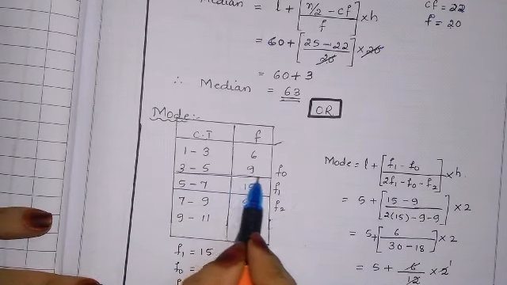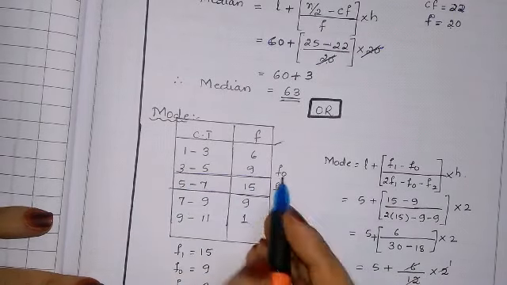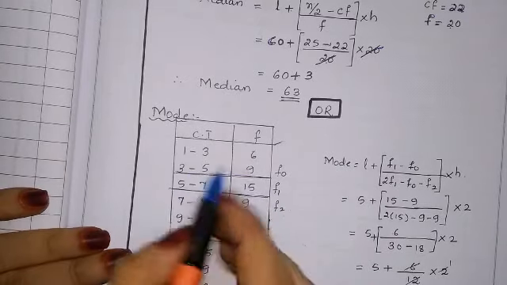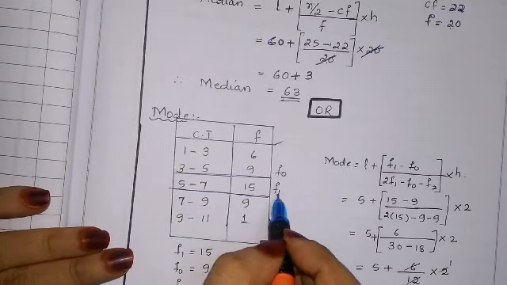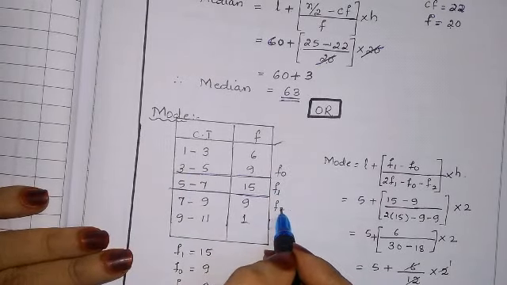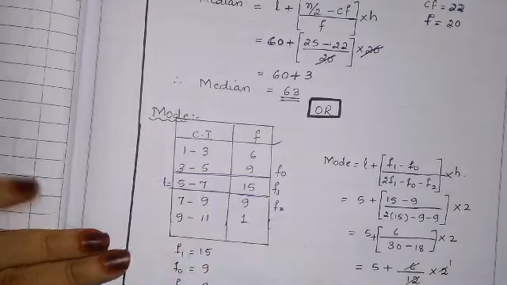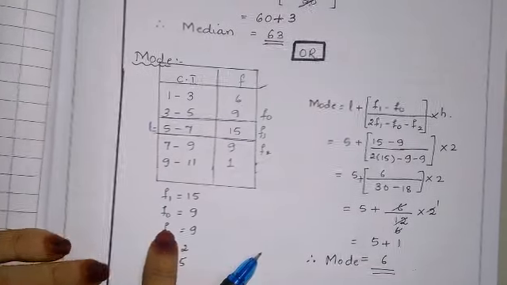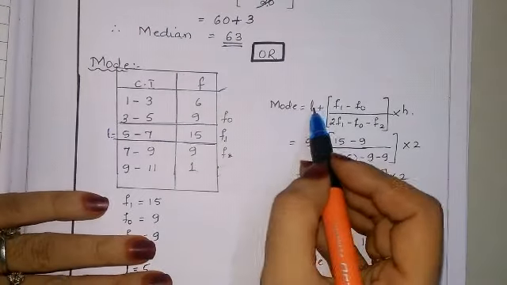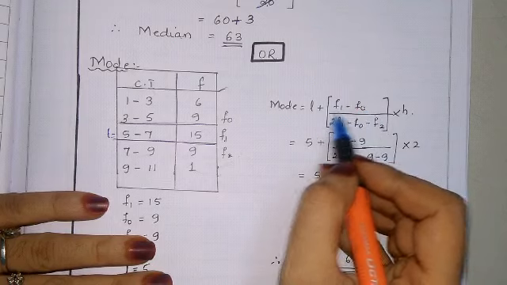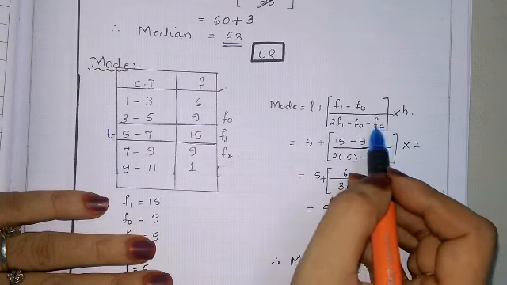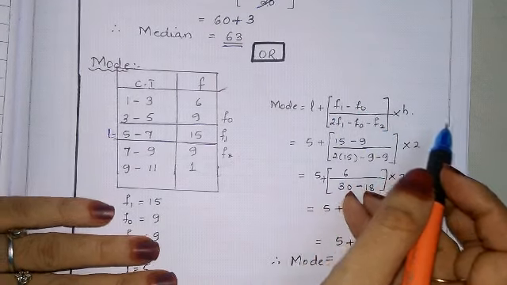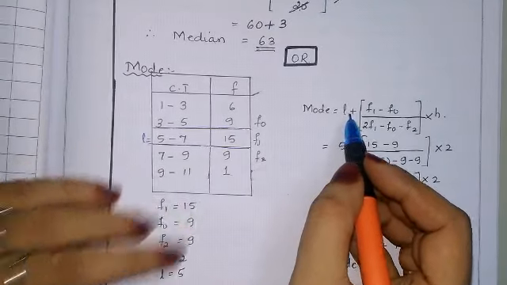So the highest frequency we have to mark. In the table, we have to mark f1, f0, f2. Okay, and this is L. Size is nothing but h. You have to write these values also. Now let us recall that the mode formula is L plus f1 minus f0 upon 2f1 minus f0 minus f2, into h. So let us substitute the values.